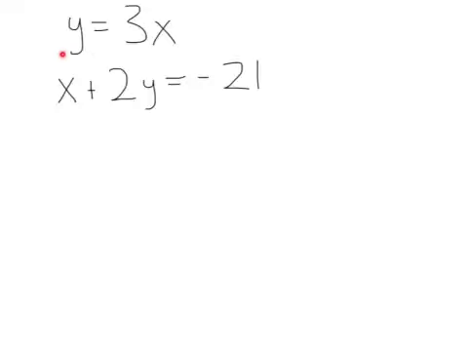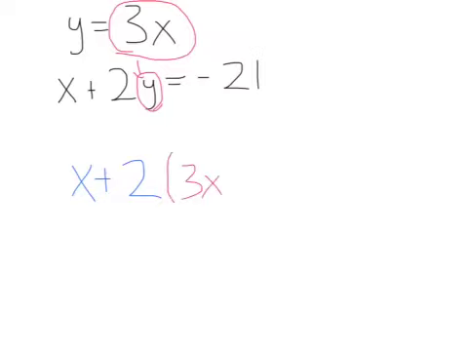Second, we're going to substitute this value into the other equation. So we have y equals 3x. And what we're going to do is plug this in to y. So now I'm going to rewrite. I get x plus 2. Now instead of my y here, I'm going to put in 3x. So x plus 2 times 3x equals negative 21. So I just substituted in 3x for this y in this equation.